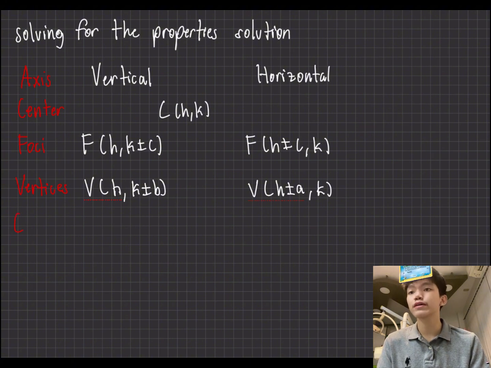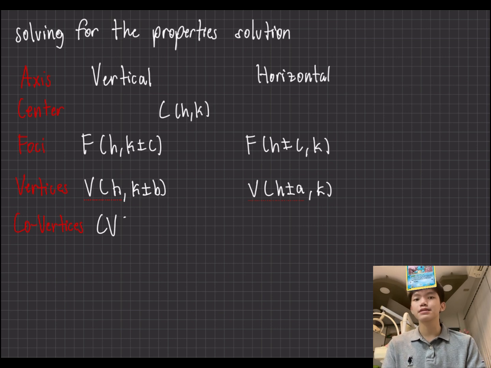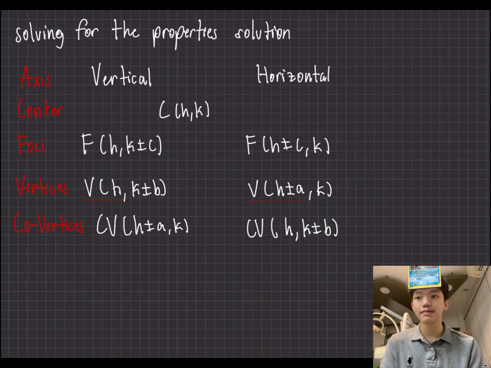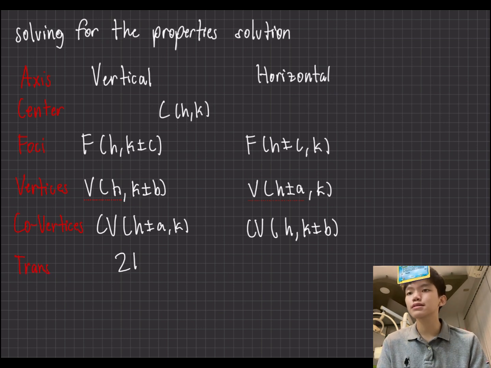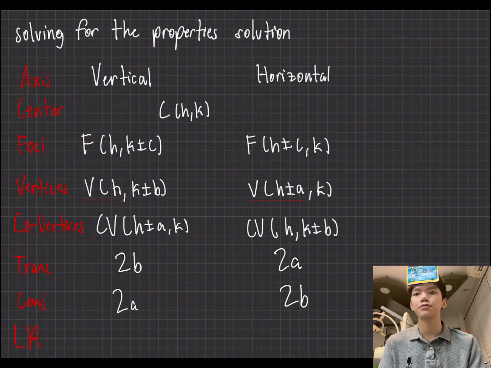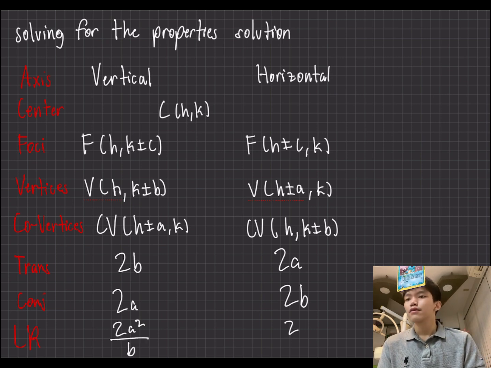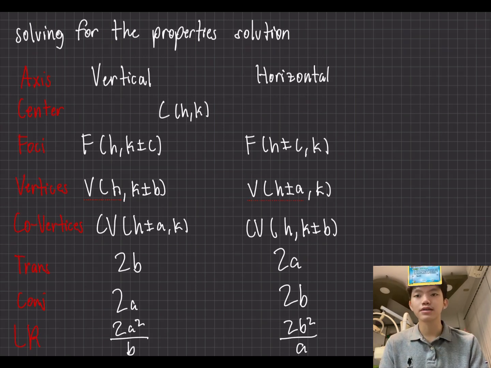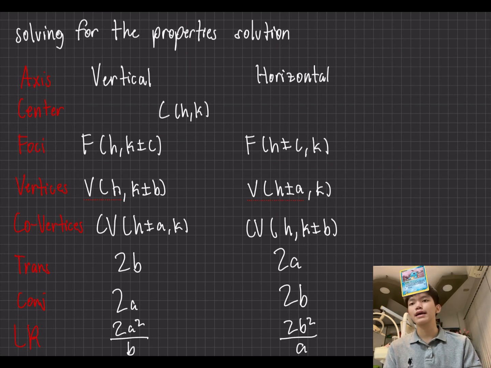And next, we have the co-vertices. For co-vertices, we have h plus minus a, k. That is for vertical. And for horizontal, we have h, k plus minus b. For transverse, it's 2b for vertical and 2a for horizontal. For conjugate, we have 2a for vertical and 2b for horizontal. For LR, we have 2a squared over b for vertical, and for horizontal, we have 2b squared over a.